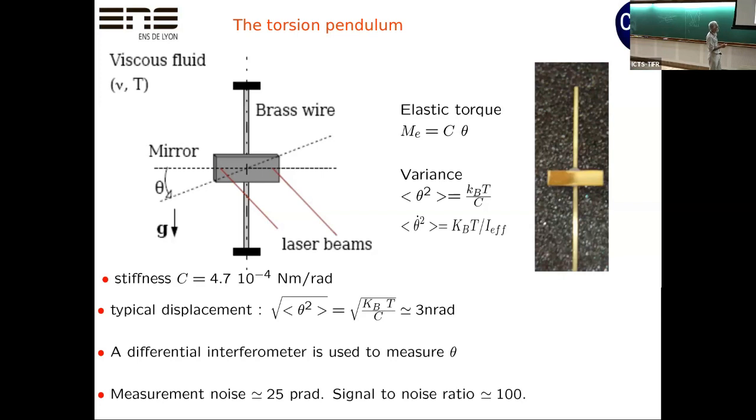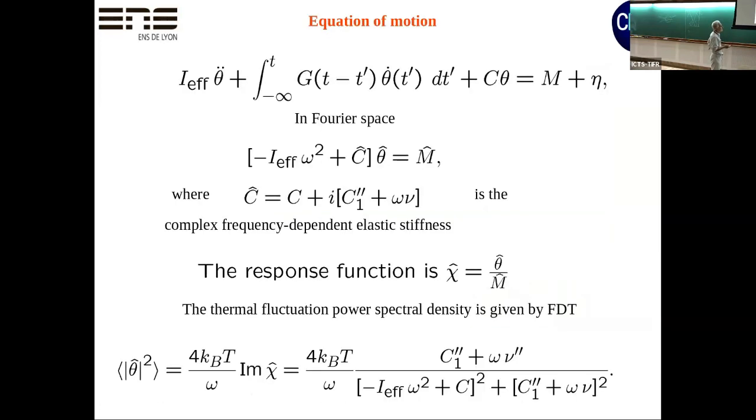Now you see that the noise again is given by kBT over C, and this is of course given by equipartition, which tells you that each degree of freedom has to contribute kBT to the total energy. Here you see that the noise of the system is very, very small, 25 picoradians. So the signal to noise ratio in this system is around 100. This is just description.